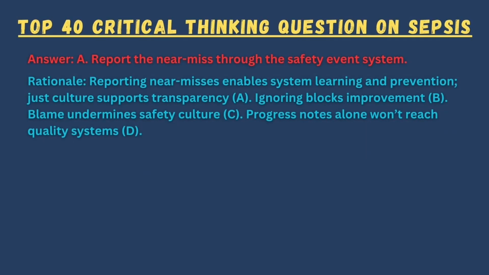Answer. A. Report the near miss through the safety event system. Rationale. Reporting near misses enables system learning and prevention. Just culture supports transparency. A. Ignoring blocks improvement. B. Blame undermines safety culture. C. Progress notes alone won't reach quality systems.